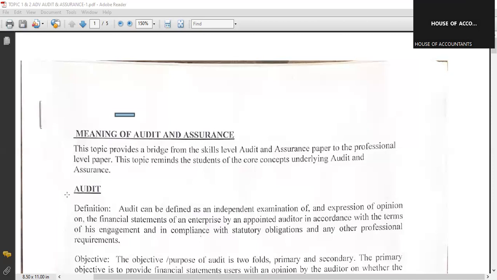So in this advanced audit, they won't be asking you what is audit, what is an assurance, what is a document, what is an accountant, or who is an auditor. They won't be asking such a question from you. So the type of question they'll be asking you in this case is going to be a case scenario. They will give you a brief scenario, and from there, they will give you hints on what to do or what they're expecting you to do.